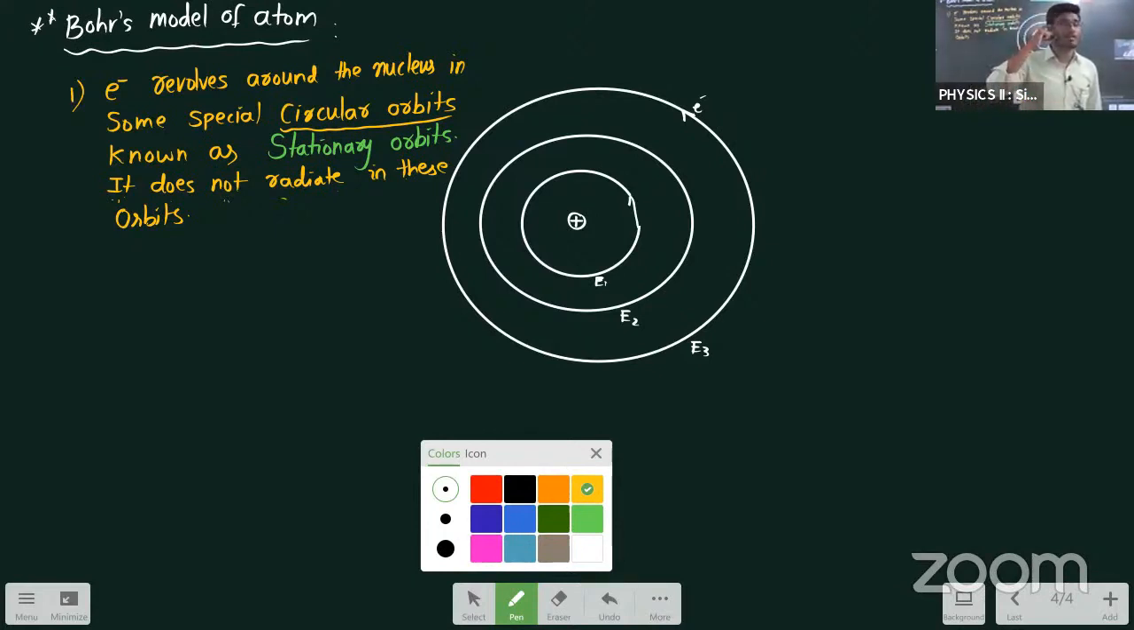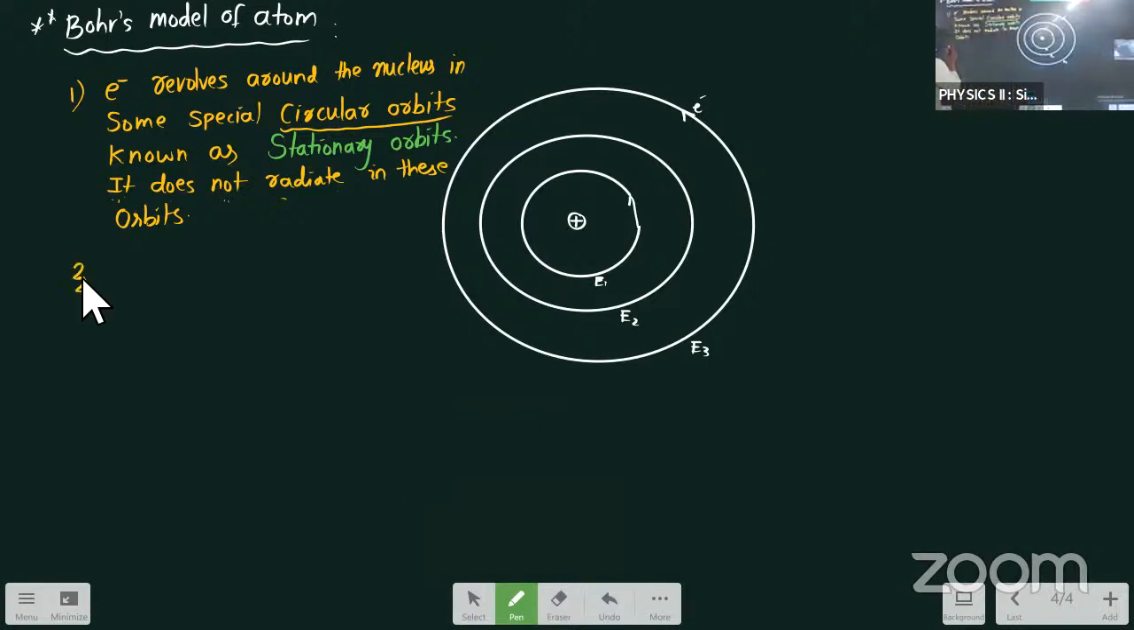So scientists asked the question: if the electron is accelerating around the nucleus, it should continuously emit energy and eventually it should fall inside the nucleus and the atom should collapse. So in order to remove the difficulty, Bohr said that electrons are revolving only in certain special circular orbits. Those orbits are called stationary orbits, in which the electron does not radiate any energy. So this was the first postulate given by Bohr. What is the second postulate?